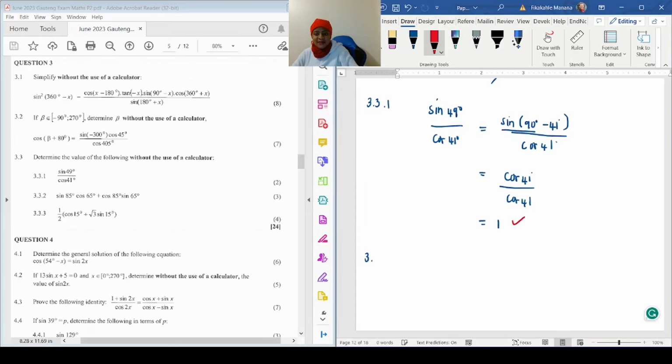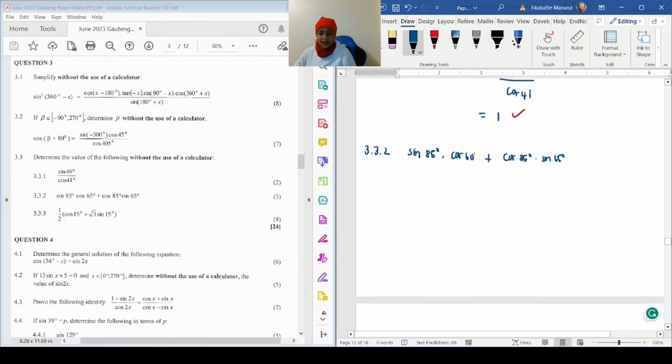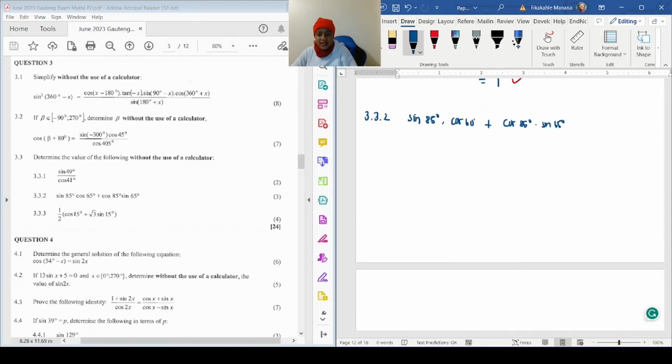Marks, I think you would allocate them there. So now we have sine 85 multiplied by cos 60. So sine, cos, cos, sine. Okay, so I hope you see there the trend. Cos 85 times sine 65. Okay, so I have sine, cos, cos, sine. So that would be, and the angles are not the same.